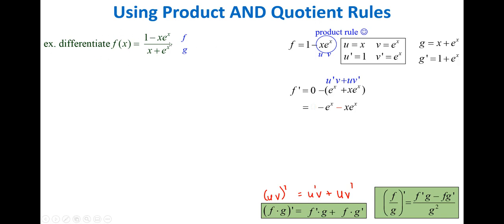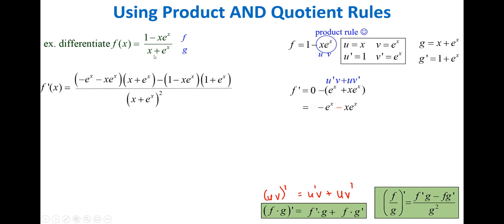Now, coming over here to finish up the quotient rule, it'll be f prime g minus f g prime all over g squared. So negative e to the x minus x e to the x times g, x plus e to the x, minus f, 1 minus x e to the x, times g prime, 1 plus e to the x. All four of these are binomials, therefore I'll put each of them in parentheses. And this will all be over x plus e to the x squared.